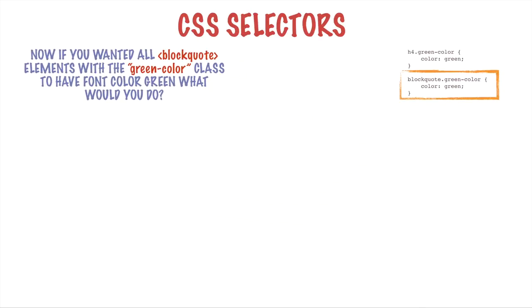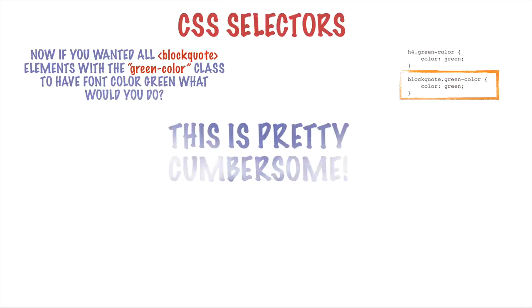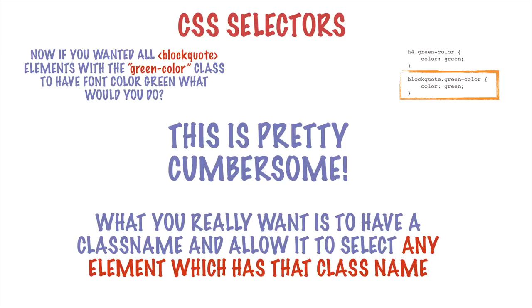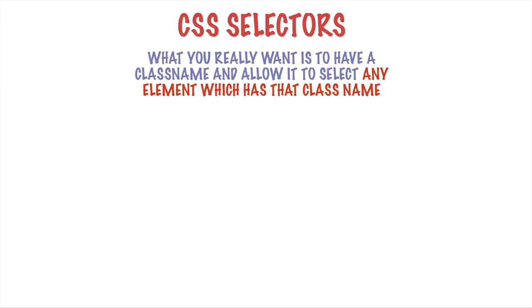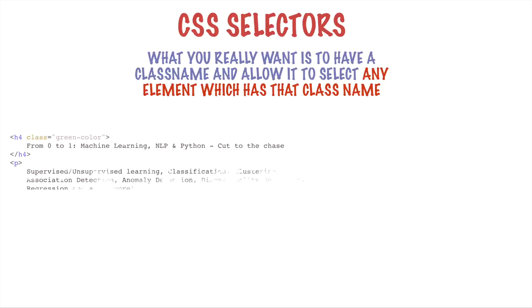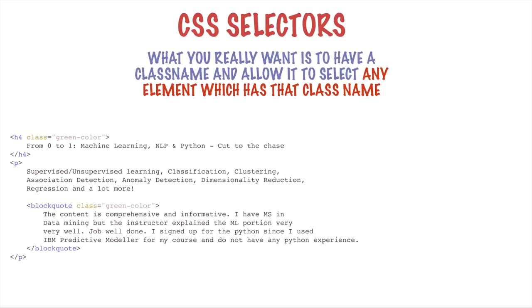And that's because we now still need a variety of different styles. For instance, we have one style for h4 elements which have class name equal to green color. Then we have another virtually identical style for block quote elements with class name equal to green color. Once again, we have lost modularity. What we really want is a way to create a style such that any element with a particular class name is governed by that style. And it turns out once again that there is a way to do precisely this.